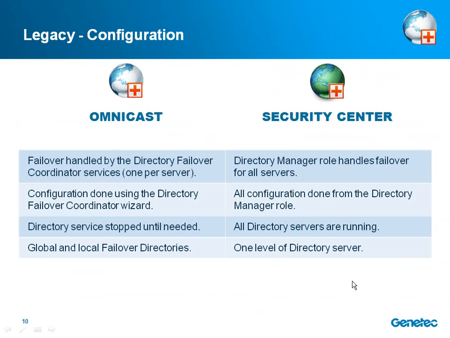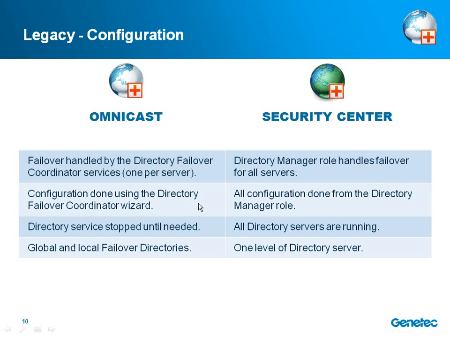Moving on to the next section on configuration, there are a few major differences in how the system functions and how the servers are used. In Omnicast, the directory failover functions are being handled by the Directory Failover Coordinator service, or DFC. There's a DFC service running on each server that will be used as a failover directory. In Security Center, we don't use services anymore, so everything will be handled by one role. The new role being used is the Directory Manager.